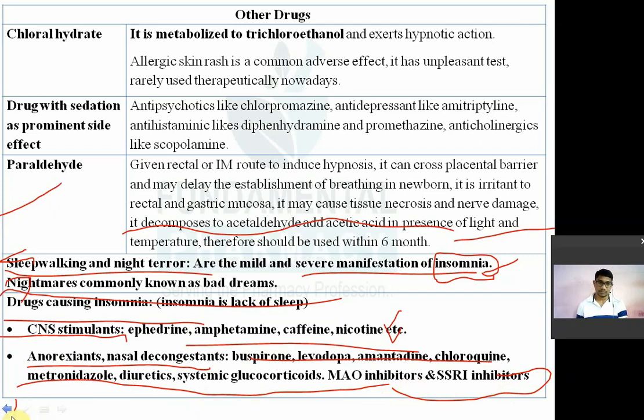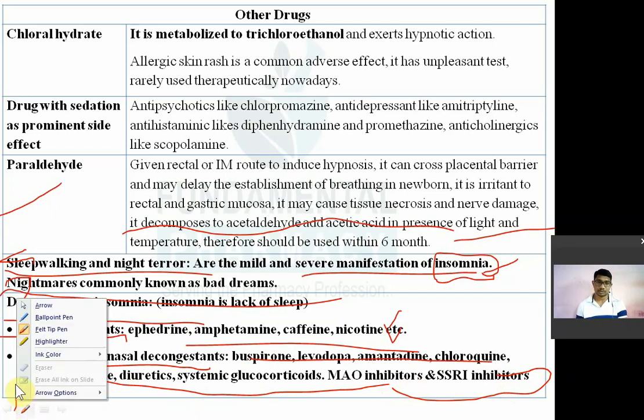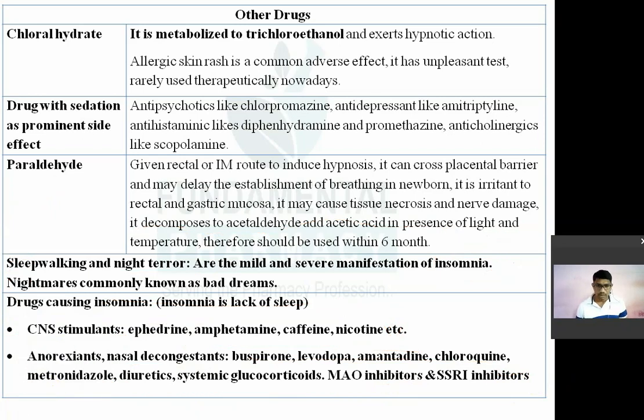This was regarding the sedative hypnotic chapter. Now we'll see what is the time. Okay, we'll see in the next lecture. Remaining alcohol जो है बाद में देखेंगे.